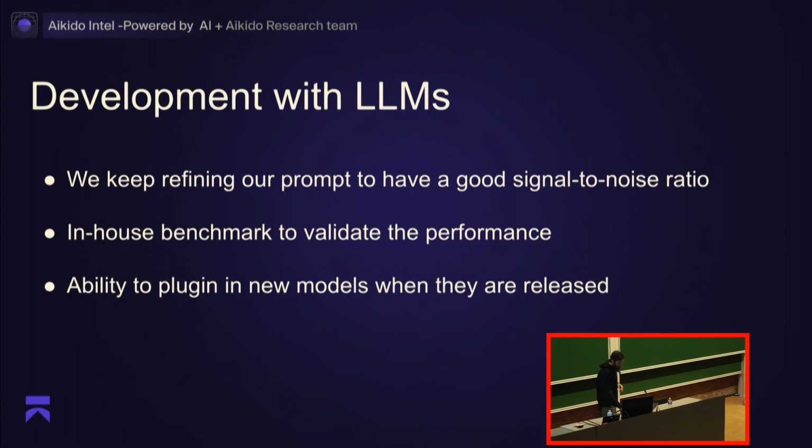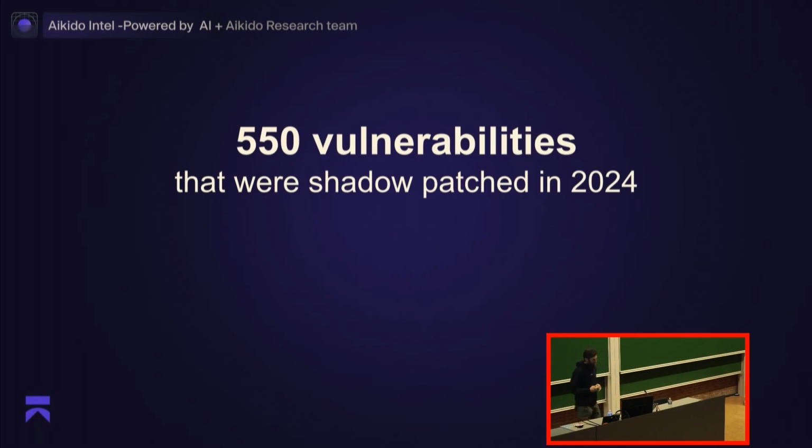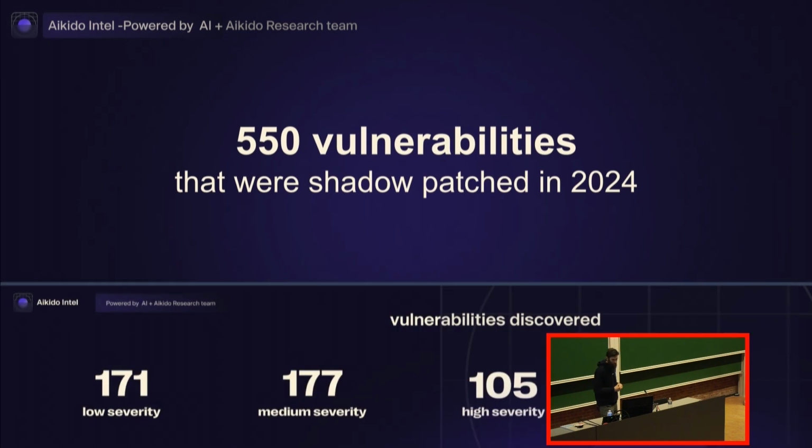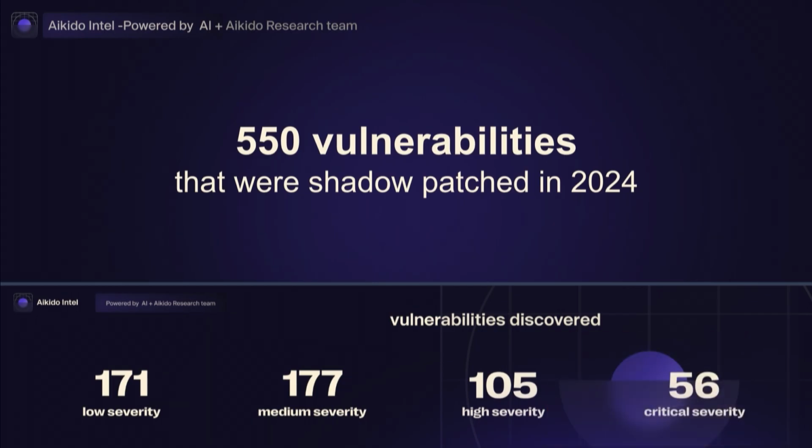Talking about results, in 2024, we released this in January. We found 550 vulnerabilities that were not disclosed before. About 56 of those were critical severity. This means these were things that people shadow patched in their project. They just released it and said, okay, this is fine.